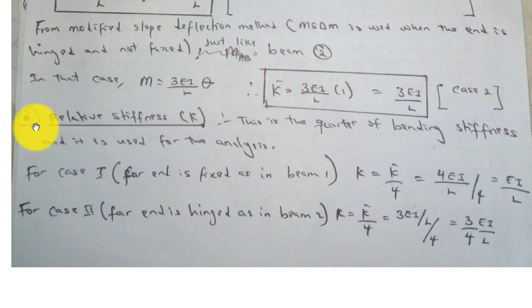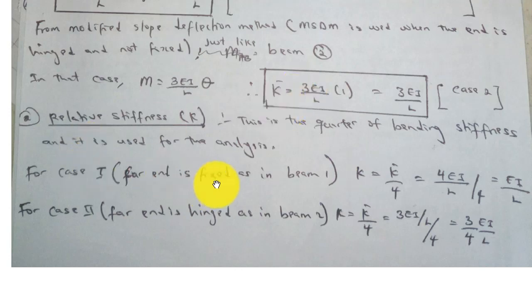So the second term here is relative stiffness k. This is the k that we usually use in analysis. When you hear stiffness, this is the stiffness you are talking about. It is not the above stiffness. This is a quarter of bending stiffness, and it is used for the analysis. So when you divide bending stiffness by 4, the value is called relative stiffness.